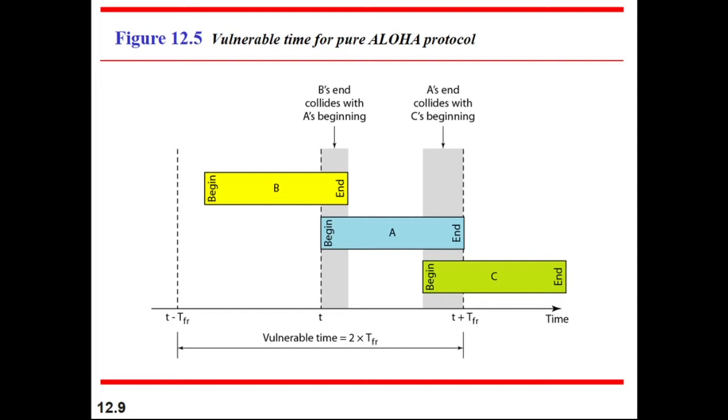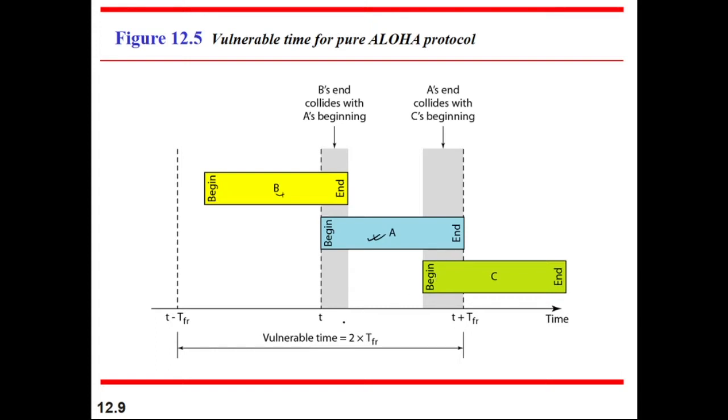So now this is the vulnerable time for the pure ALOHA protocol. See here, the B's end collides with A's beginning. This is A's frame and this is B's frame, and the end of B is colliding with the start of A. So this is the vulnerable period. Similarly for C also, the starting time of C and the ending time of A are the same. So this is also the vulnerable time.